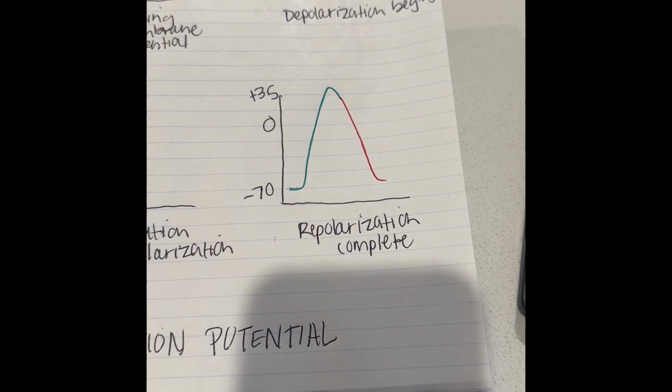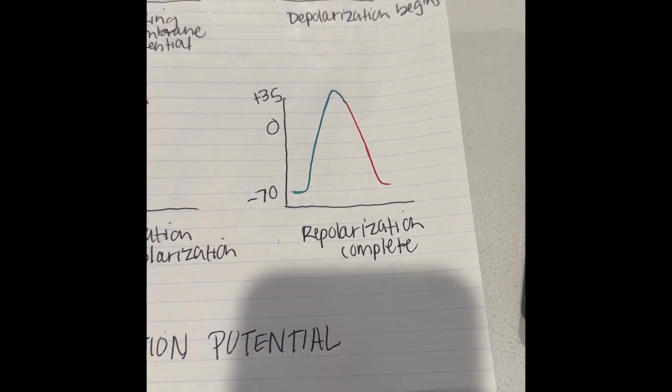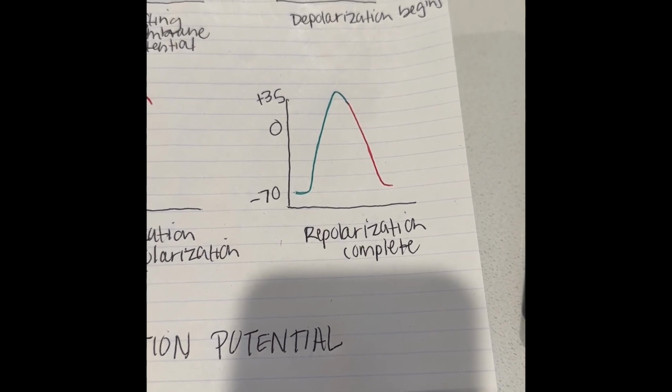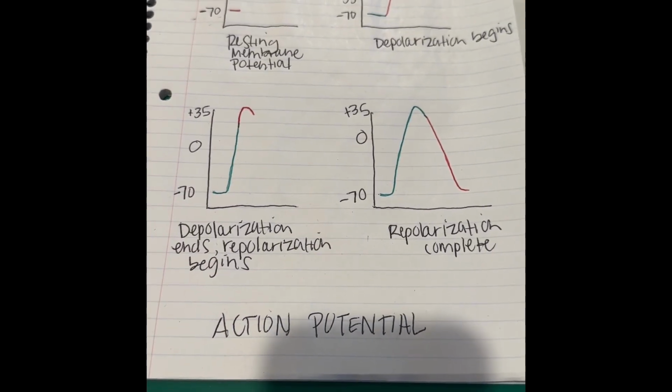Potassium gates close, and now with both gates closed, the sodium-potassium pumps return the cations to their original locations, and that is an action potential.